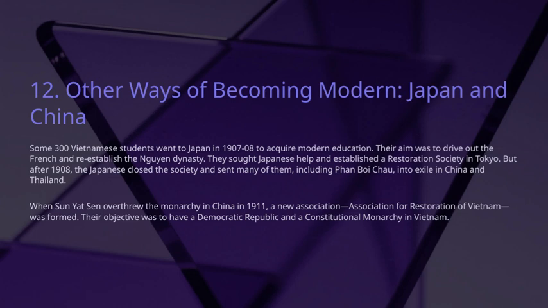This story highlights some of the broader ways Asian countries were trying to modernize and regain their sovereignty during this period. Japan and China, in particular, were exploring different paths, whether through revolutionary movements or political reforms, to adapt to the changing world. It's all part of the larger theme of nations striving to modernize while preserving their identity and independence.